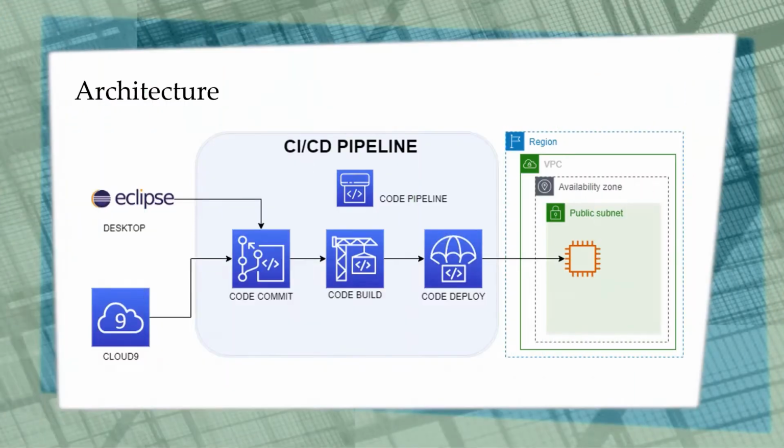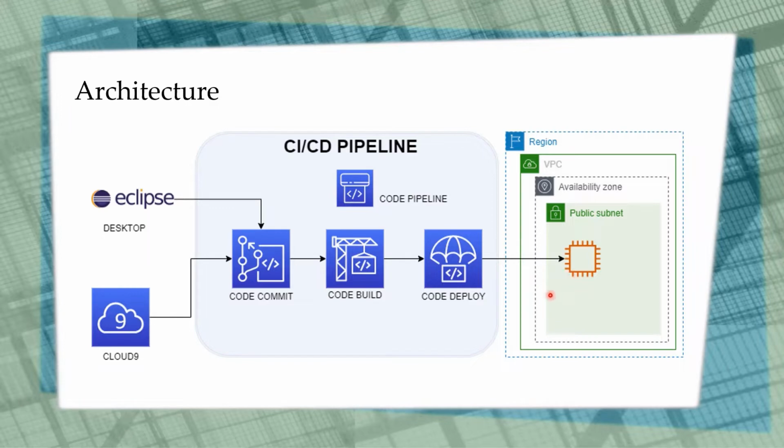Now coming to the main architecture. This is the architecture that we are going to build. We are going to start building a simple Java web application from Eclipse IDE, and then we will be committing this project into CodeCommit. That's a cloud-based version control service. Then from CodeCommit, the code is built using AWS CodeBuild, and the output artifacts are placed in an S3 bucket. From the S3 bucket, again the artifacts are picked by AWS CodeDeploy, and it is deployed into an EC2 instance.